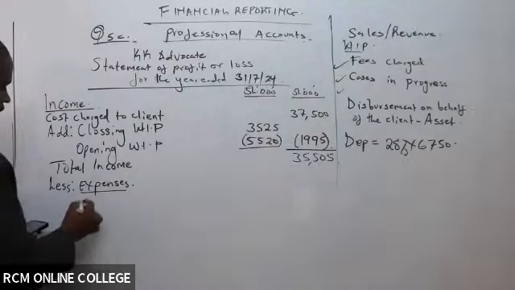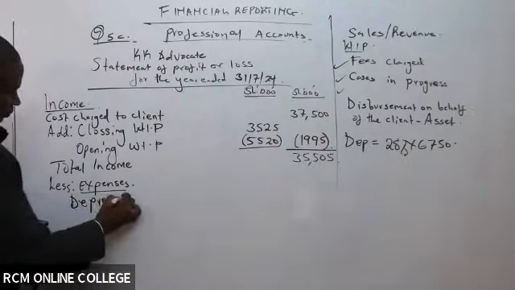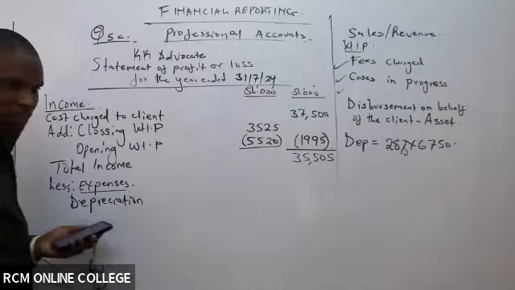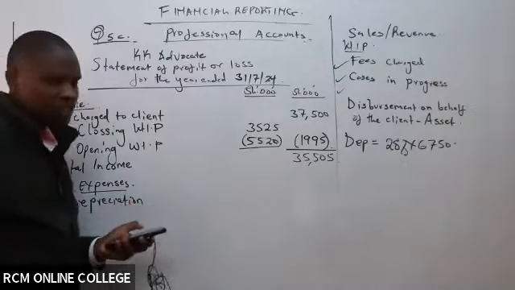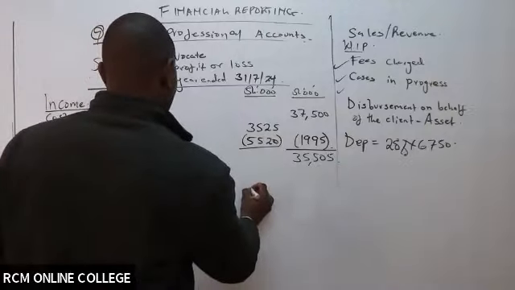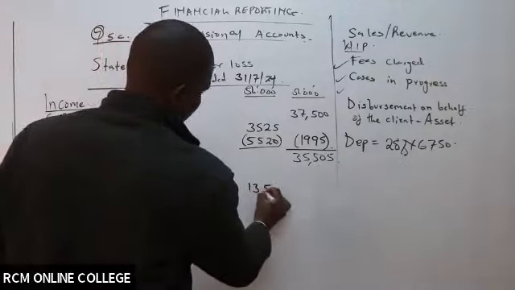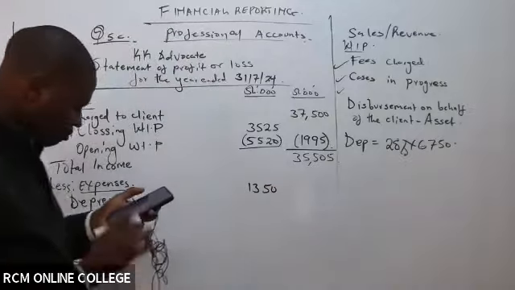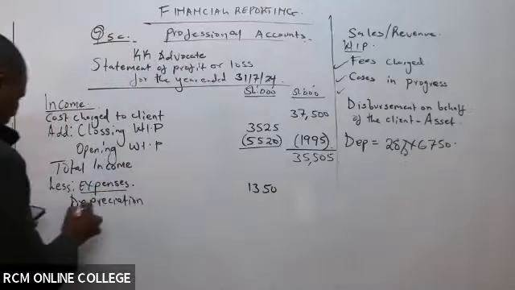So what is the depreciation? 20% of 6750 is 1350. You can just put that here. Then we move on. Insurance expense.